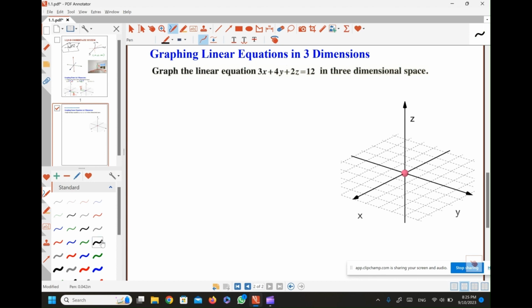Maybe some of you remember. Let me remind you. In 2D, let's say the example is x plus 2y equals 4. If you're asked to graph this linear equation, how do you graph it on the two-dimensional coordinate system? Do you remember?